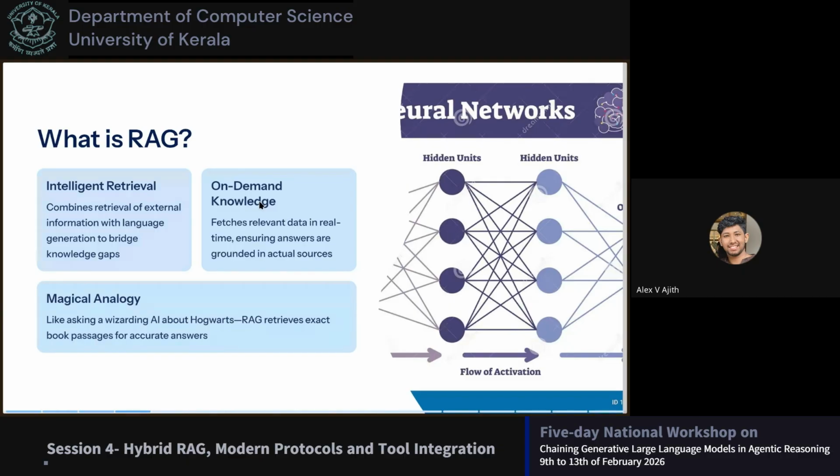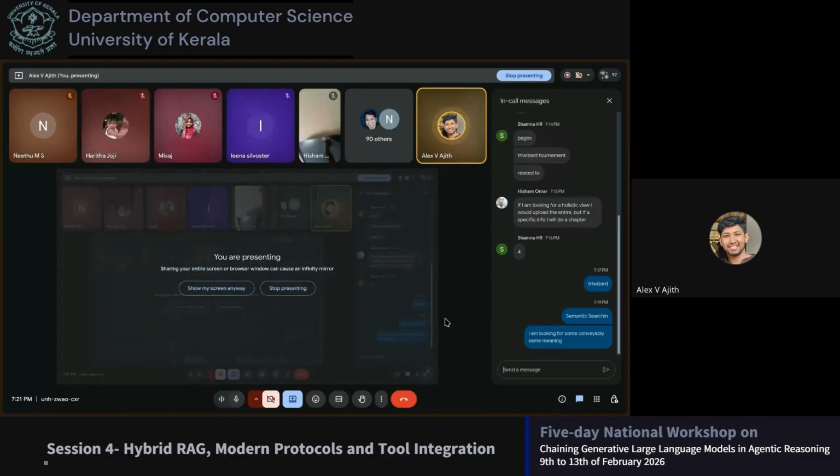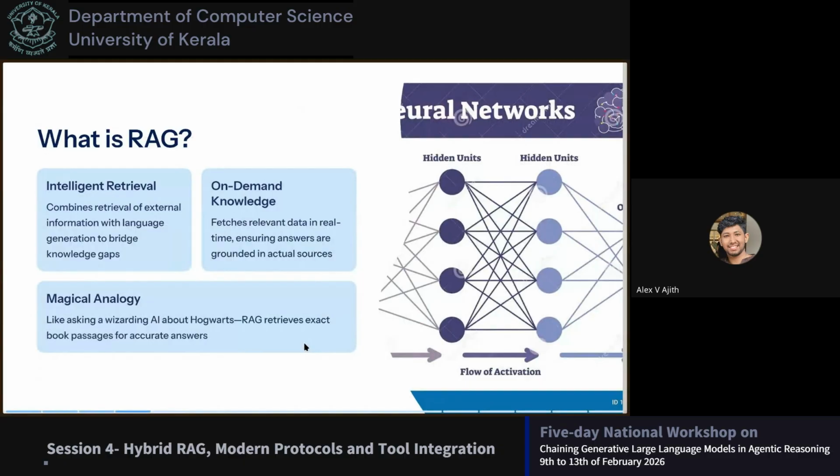So only when it is required, the correct number of knowledge or relevant pages, just like Shabna has said before, we are loading into that LLM's memory and giving it to the LLM to generate afterwards. A magical analogy: ask a wizard AI about how Potter ranks, and it retrieves exact book passages for correct answers. So Shamna said earlier that she would give the exact pages concerning the Triwizard tournament to the LLMs to generate the correct response, as if your life depends on it.